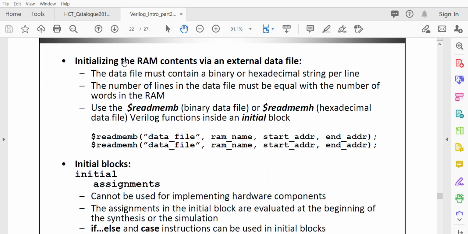So you can initialize the RAM contents via an external data file. You use readmemb and readmemh. These are Verilog directives that are going to load data from a binary data file or a hexadecimal data file, depending on whether it is readmemb for binary or readmemh for hex. And then you are going to load a portion of it, so start address, end address. And then you're going to load that from the file that is in the same directory where your simulation is running.